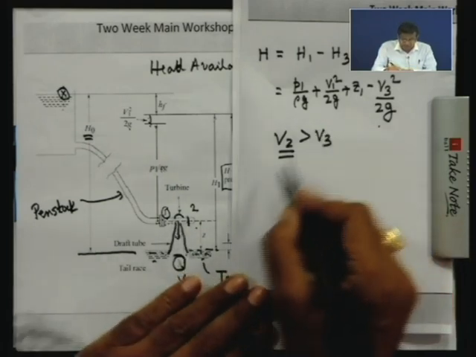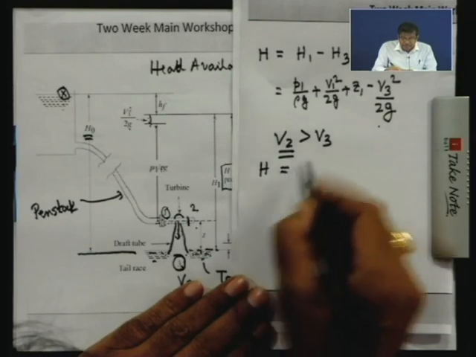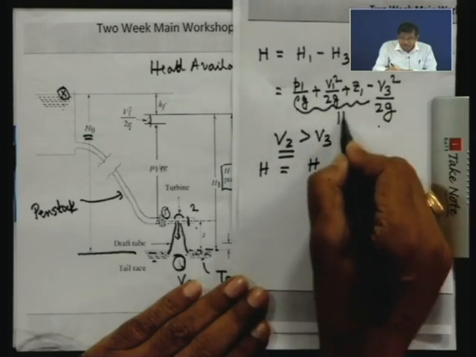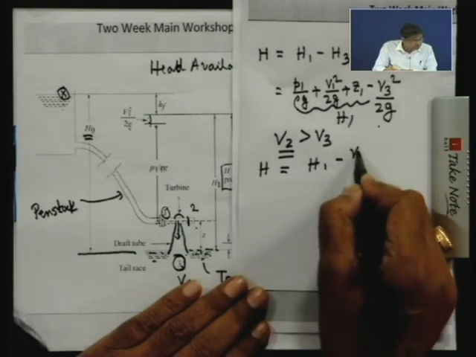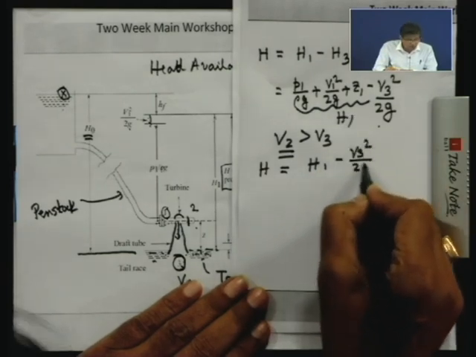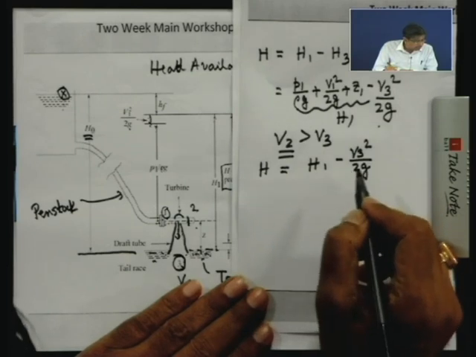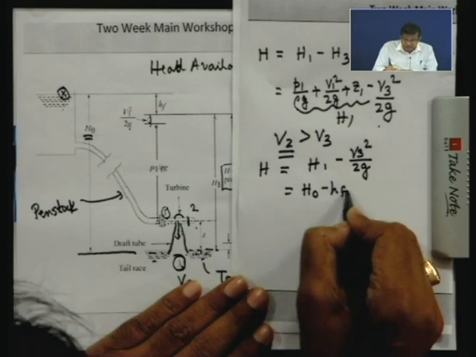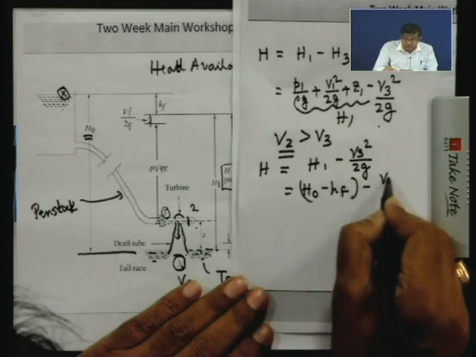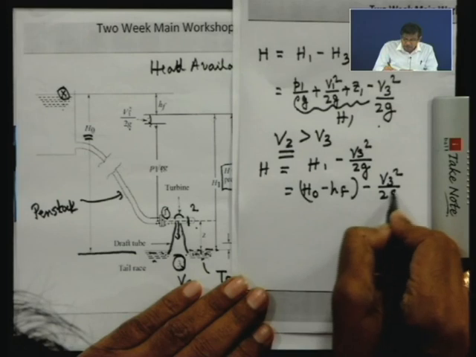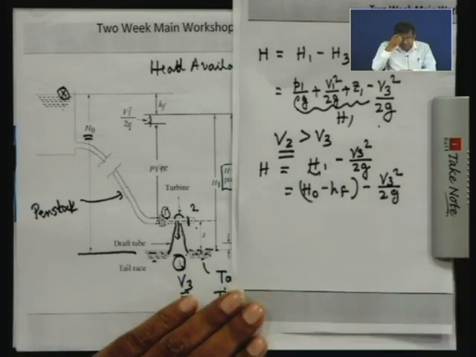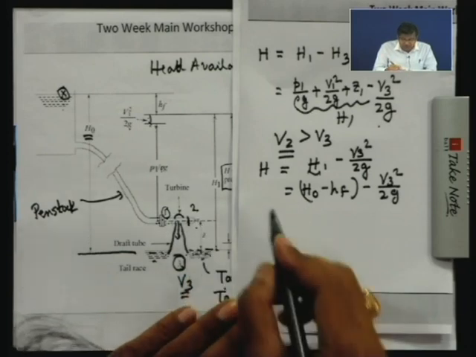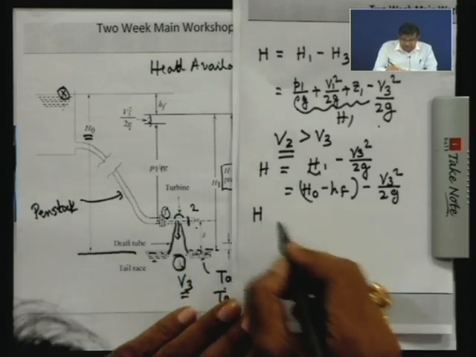That means, this net head is equal to the head available at the turbine. Already I told you, H1 minus V3 square by 2g. Of course, if you take the friction in the penstock into account, it is H0 minus HF minus V3 square by 2g. This is H1. Now, I will show you, if instead of a draft tube I had discharged this at 2, what would have been the net head?